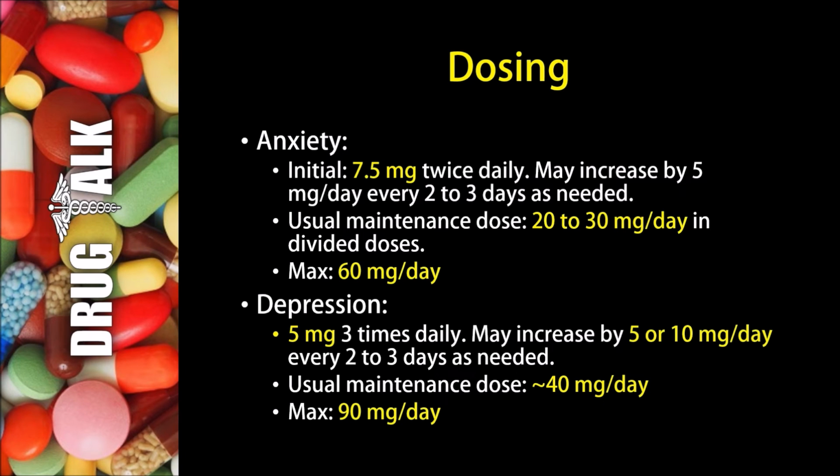In depression, we would see 5 milligrams given 3 times daily, and this may be increased by 5 or 10 milligrams per day every 2 to 3 days as needed. The usual maintenance dose, where efficacy is established, is about 40 milligrams per day. The maximum dose in this situation would be 90 milligrams per day.